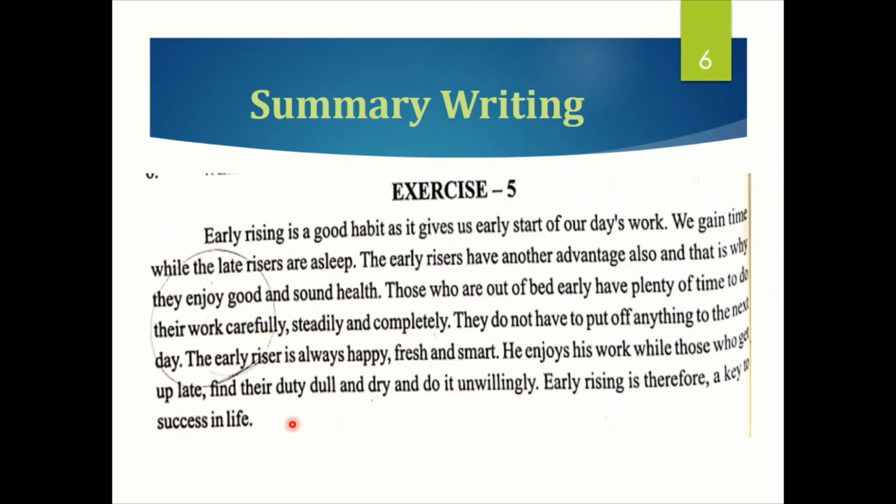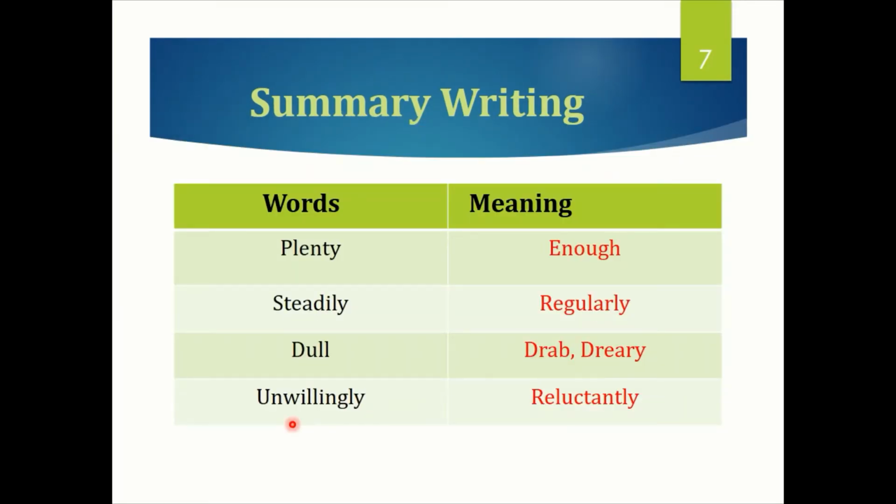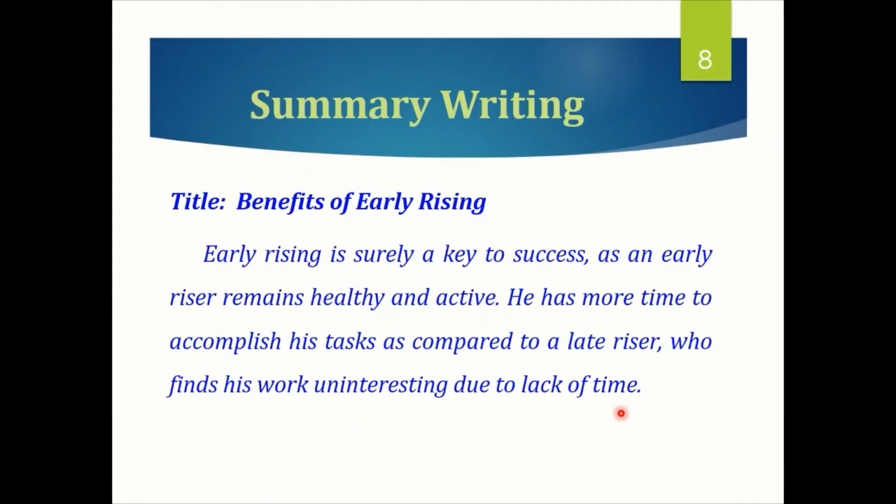So first let's see what are some of the important words and meanings, and then we'll summarize it. Plenty means enough. Steadily means regularly. Dull means drab, dreary, uninteresting, boring, lot of meanings. Then unwillingly means reluctantly, without interest. So let's see how we can summarize this passage.